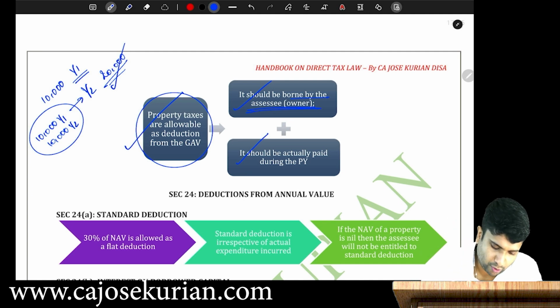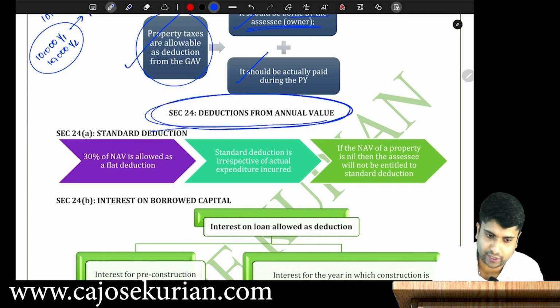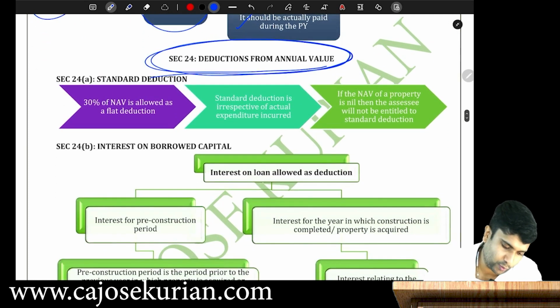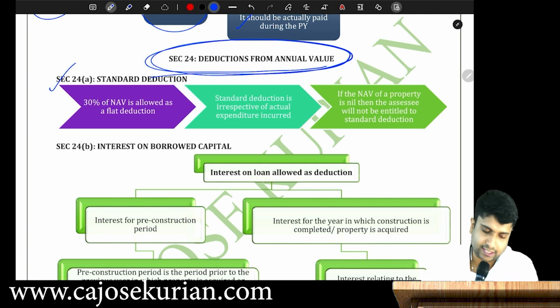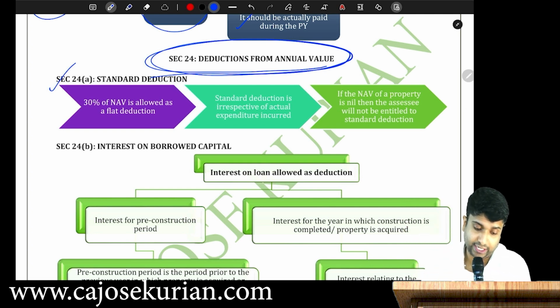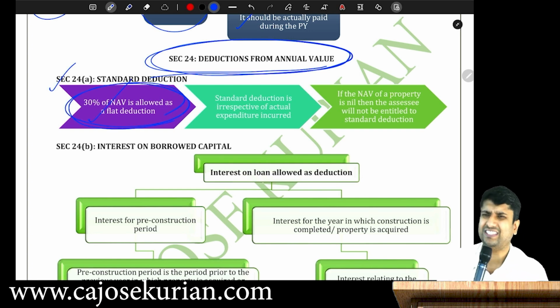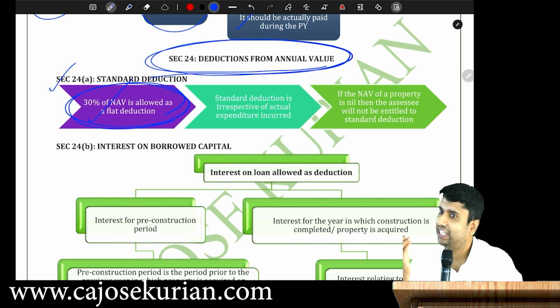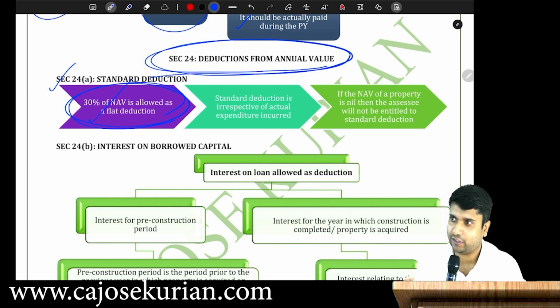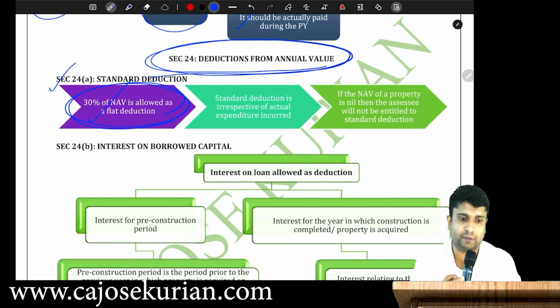Now, moving on to the next one, deductions from the annual value. What are the deductions that you can claim from the gross annual value? What is the first deduction? Under section 24A, you can claim the standard deduction. How much is the standard deduction? 30% of net annual value is allowed as a flat deduction. Whether you are incurring an expenditure in respect of that particular building or not, every year you can claim it as a deduction. Are you all with me?